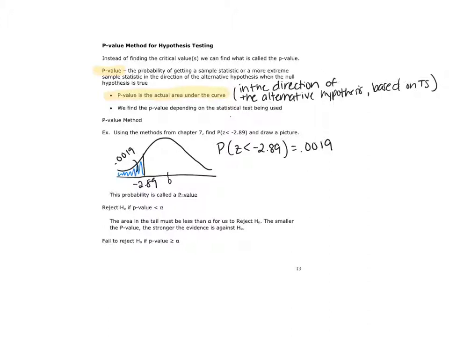We use the p-value, like I said in step 4, in making our decision. We reject the null if the p-value is less than alpha, and we fail to reject the null if our p-value is greater than or equal to alpha.